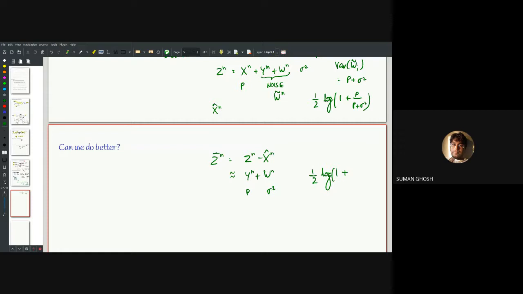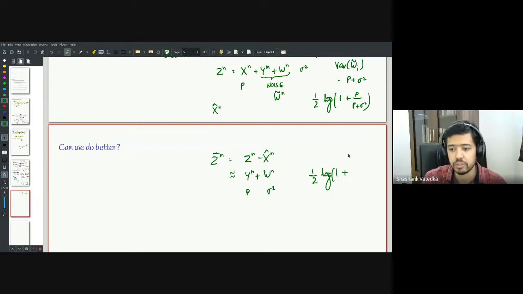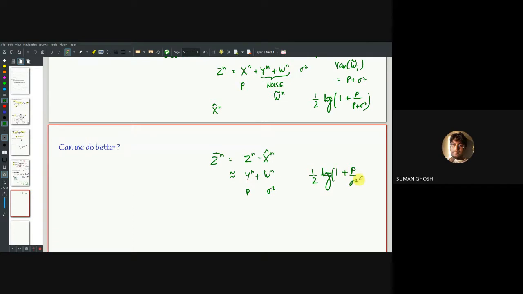P by sigma square. Correct. So it's just half log 1 plus P by sigma square. Sir, one question: the first step will be working provided W tilde n is Gaussian, right?